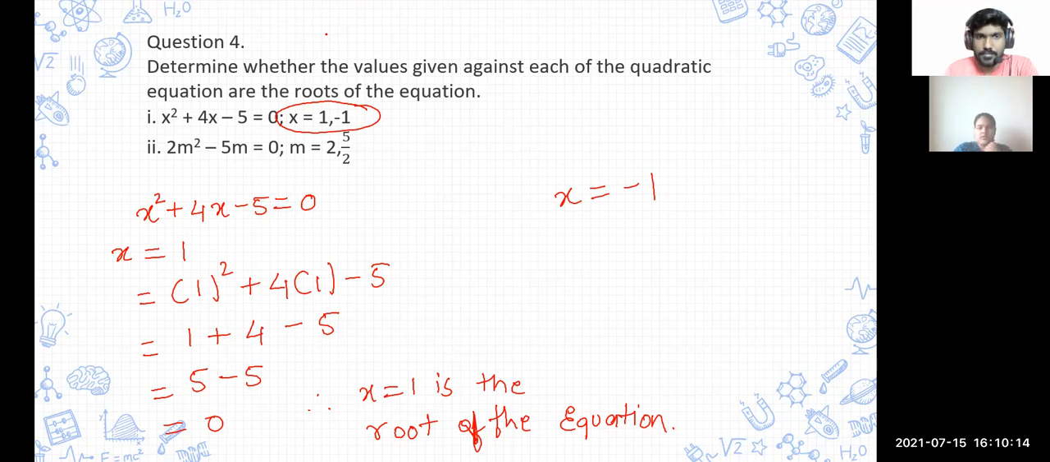What would be the square of a negative number? Square of a negative number is always positive. Yes, it's always positive. Okay. Square of a negative number is always positive. So the square of -1 will be +1.